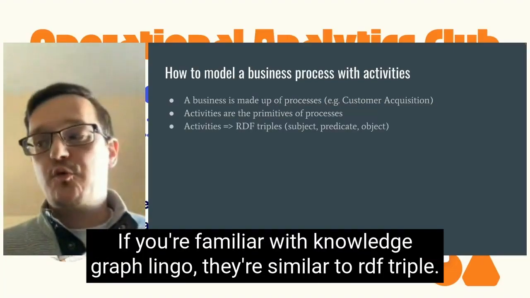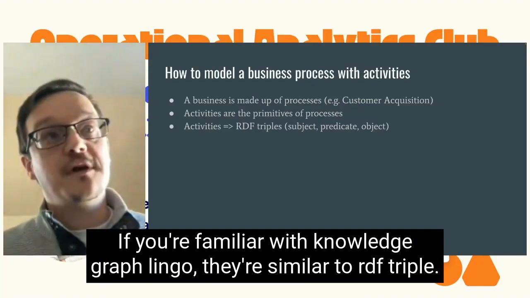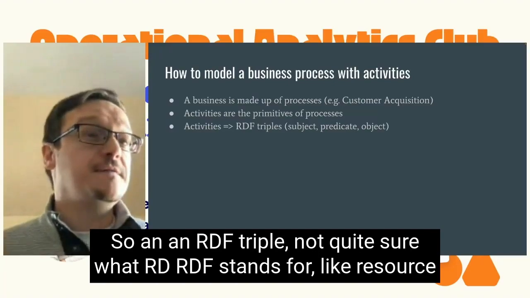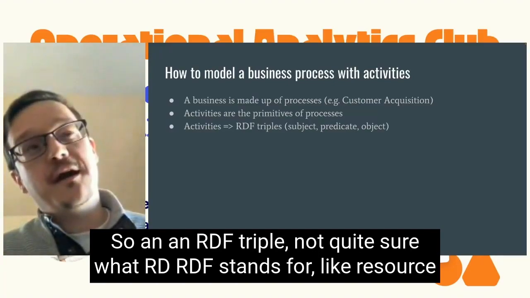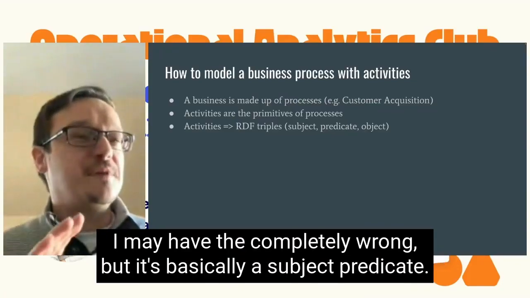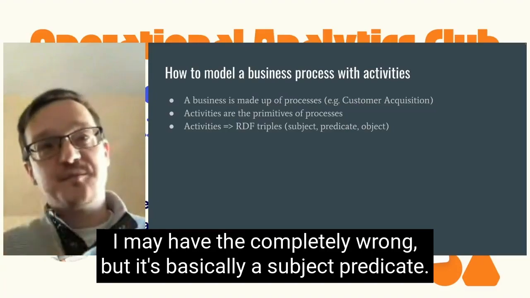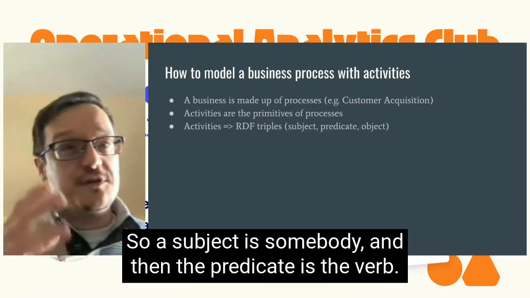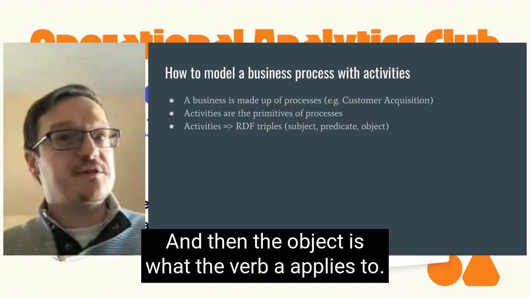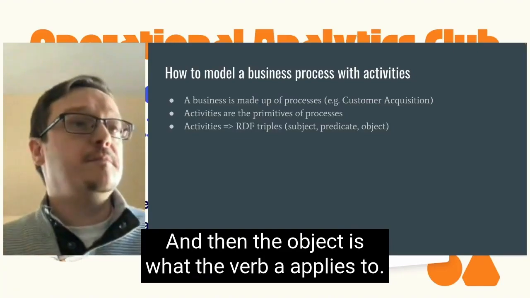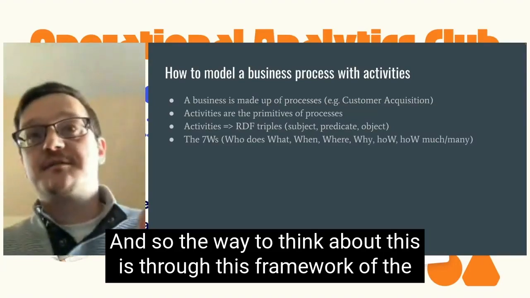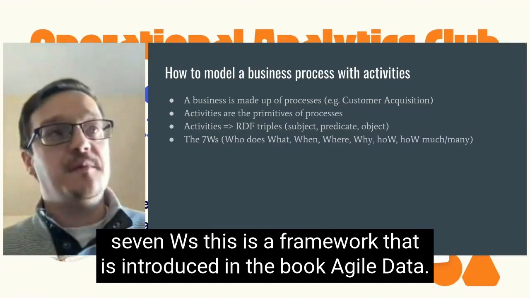If you're familiar with knowledge graph lingo, they're similar to RDF triples. An RDF triple, not quite sure what RDF stands for, like resource data framework or something like that, I may have that completely wrong, but it's basically a subject, predicate, and an object. A subject is somebody, and then the predicate is the verb, and then the object is what the verb applies to. And the way to think about this is through this framework of the 7 W's.